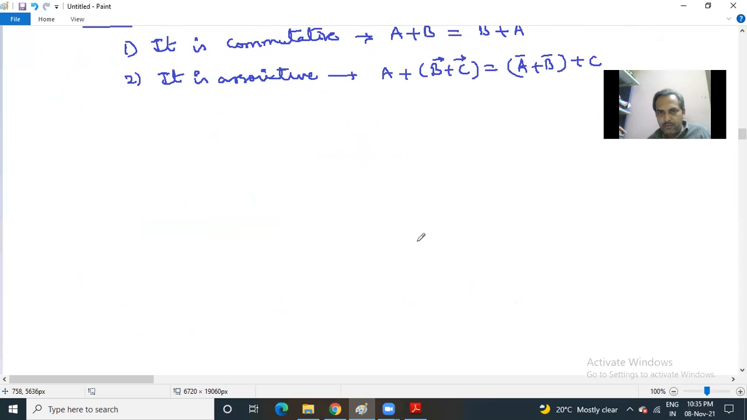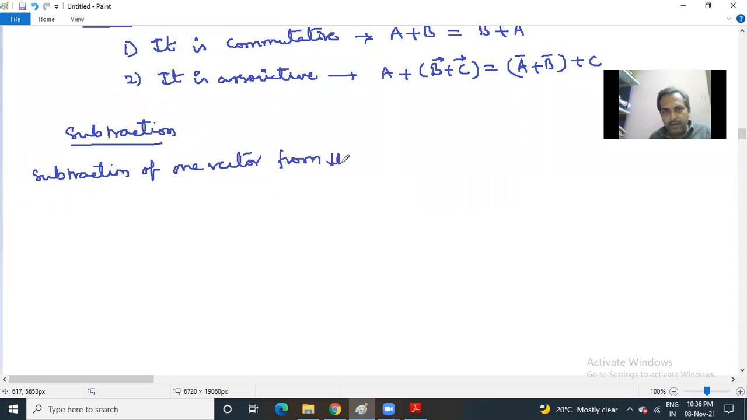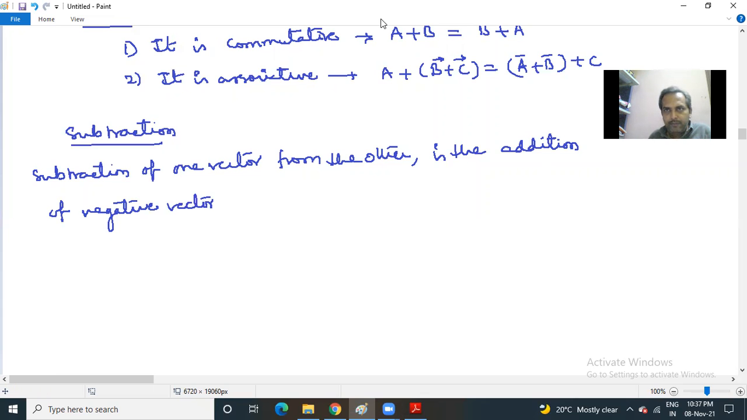Now moving to vector subtraction. So subtraction of one vector from the other is the addition of a negative vector, the addition of the negative vector of the first vector to the second vector.